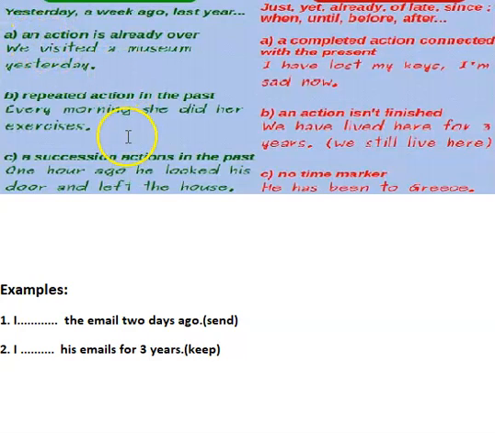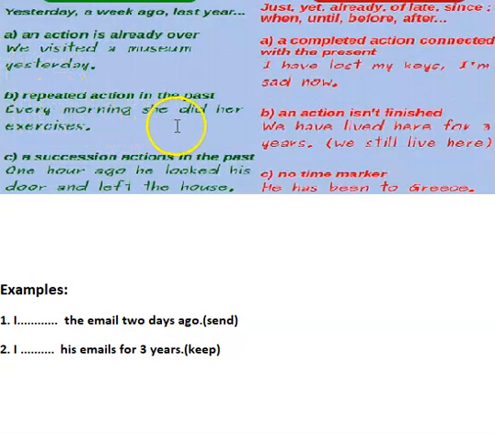Now, the difference between simple past and the present perfect mainly is when we talk about an action, okay, that is done and finished in the past. Okay, when we talk about repeated actions, one-time actions in the past. When we talk about one action that happened and then another one that happened, and all of them are in the past. Okay, you see the examples here. We visited a museum yesterday. It's done. The action انتهت. Okay, because we have yesterday.